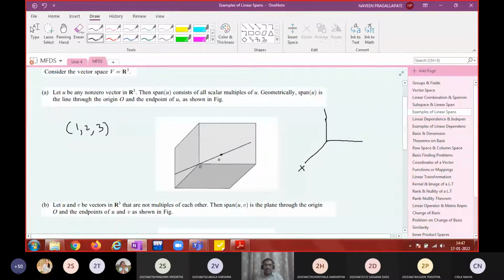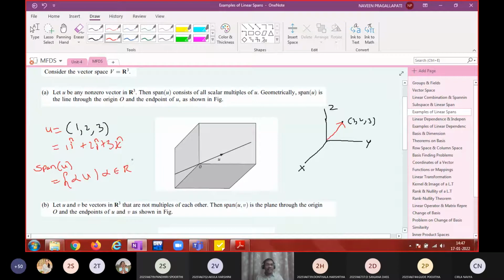So this is the x-axis, this is the y-axis, and this is the z-axis. (1, 2, 3) is a point here. So (1, 2, 3) is nothing but a position vector. Can you see? That is nothing but 1i plus 2j plus 3k. And what are the possible linear combinations? If I call this u, what is the span of u? It is of the form alpha times u such that alpha belongs to the set of real numbers. Do you agree? Yes, sir.